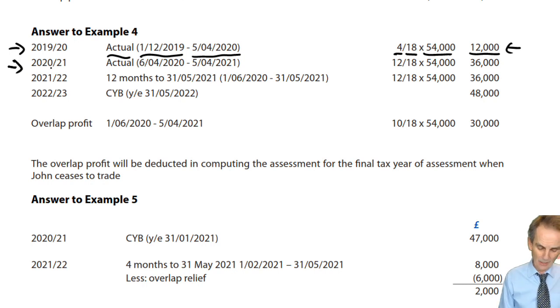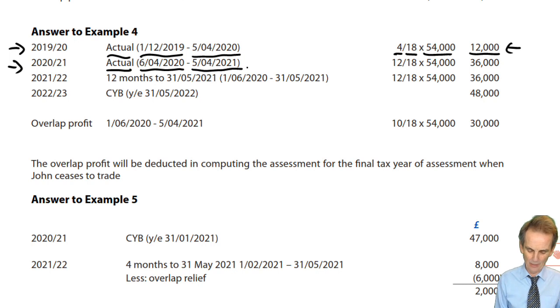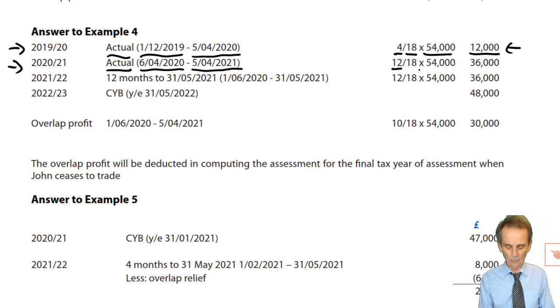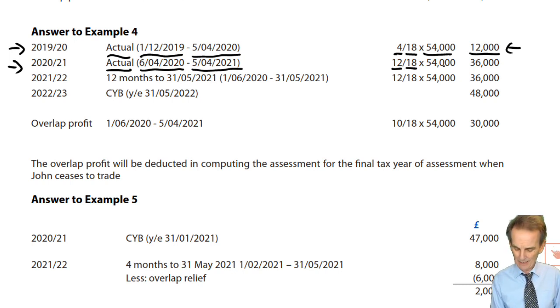On to our second tax year, 2021. As we discovered in our initial analysis of the information in the question, there is no accounting period that ends in that tax year. No worries. Actual basis, start of the year, 6th of April 20, through to the end, 5th of April 21. That, of course, this time is taking 12 months, but out of the same 18-month period in which we made £54,000, and 12/18 of 54 will therefore equal 36,000. Assessment determined. Is there any overlap in those first two tax years? No. Actual, unique basis periods. It is in this situation between the second and the third tax year that we see the larger overlap arising.